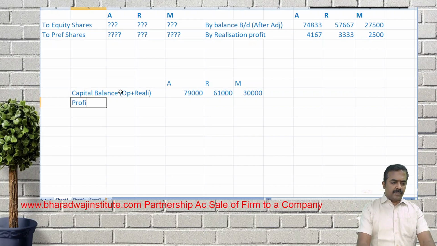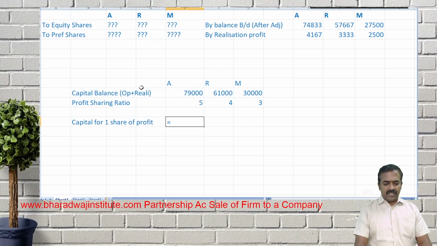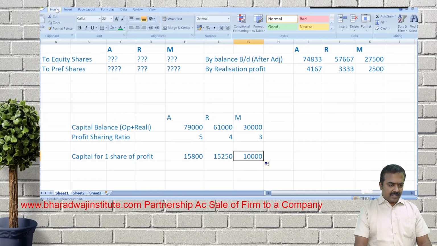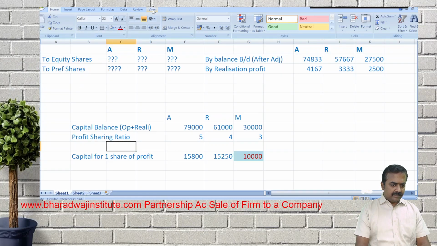Okay, wait பண்ணுங்க. What is the profit sharing ratio? 5:4:3. Capital for one share of profit. 79,000 divided by 5. 79,000 divided by 5 போட்டா 15,800. அதே மாதிரி ஒன்னு டிவைட் பண்ணுங்க. Okay. Now what we should do? Taking the lowest as the base, we have to work out the required capital.